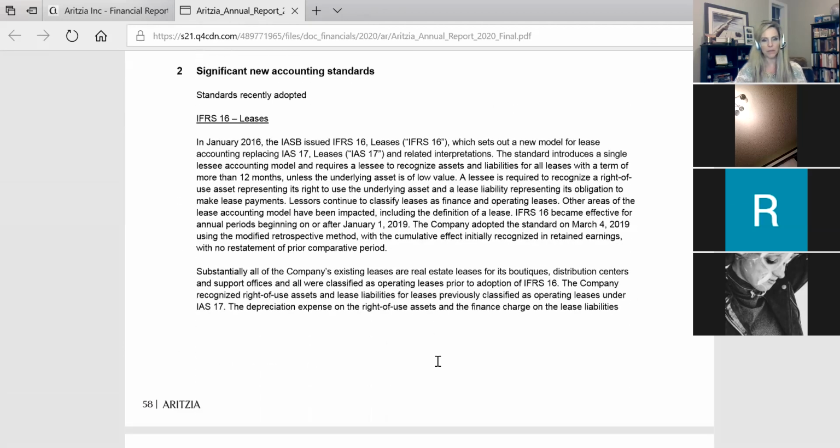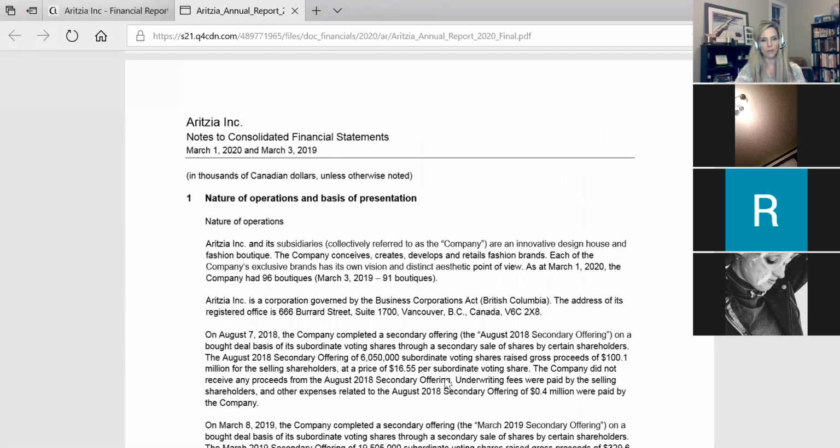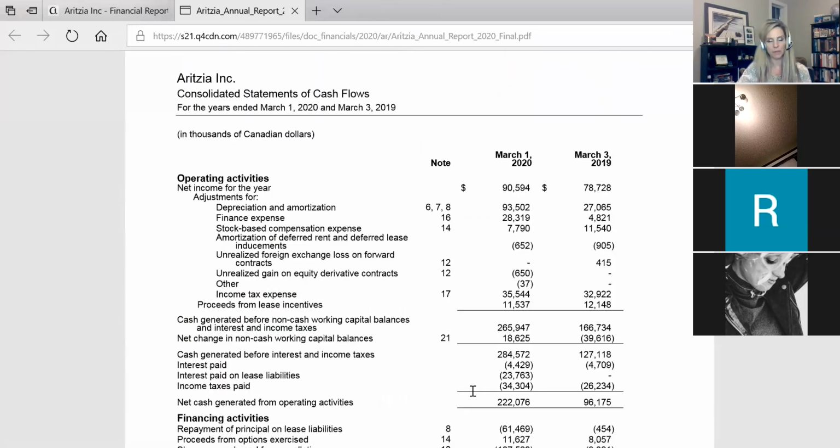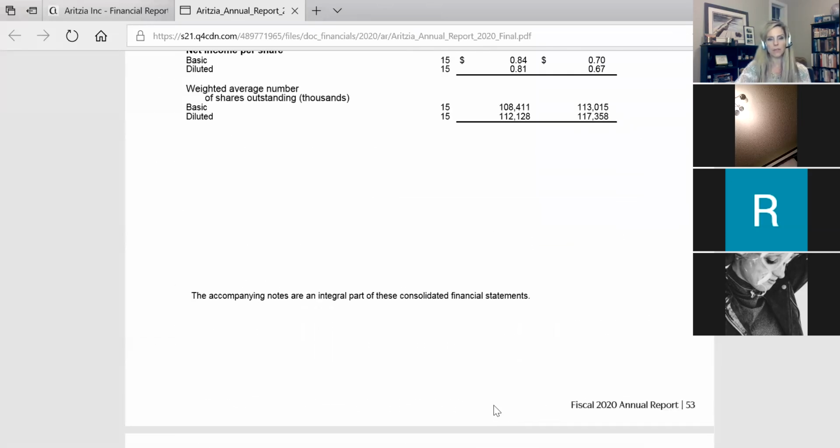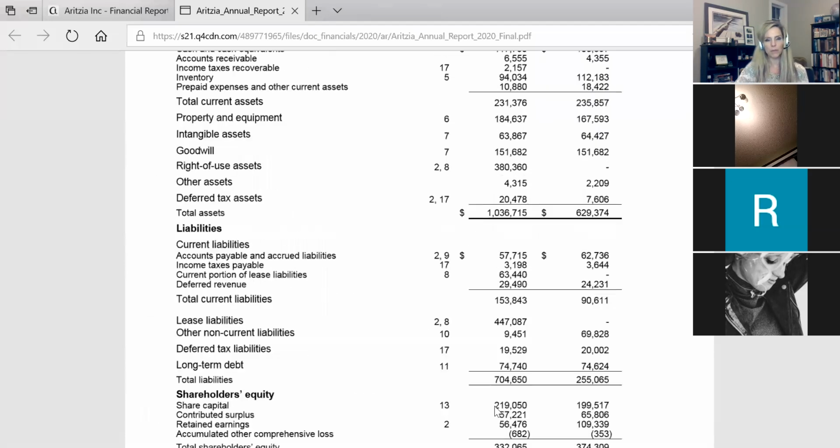And then they talk about the standards. So I'm not going to go through the notes with you. You can do that on your own time if you're interested. All you have to do is Google Aritzia financial statements and you'll find the link to the annual report. So that's kind of what I wanted to do this evening.